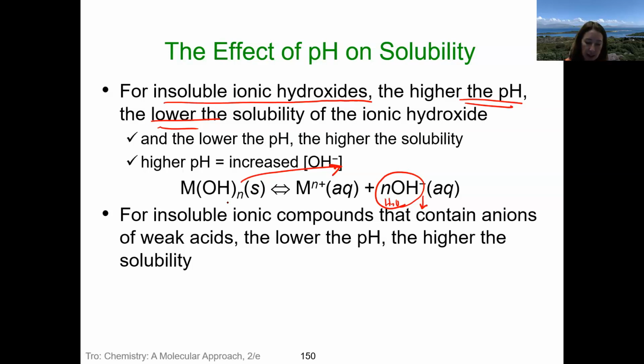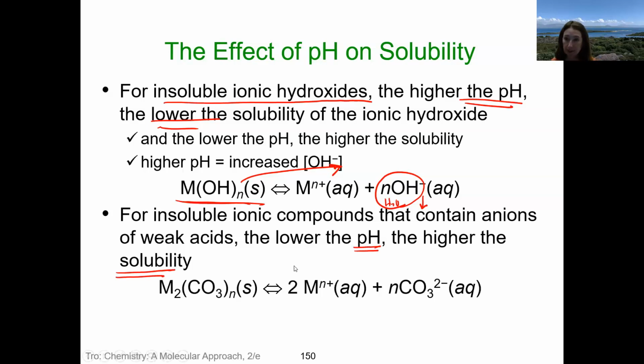So if you have an insoluble ionic compound, if you lower the pH, you increase the solubility. So let's do carbonate, right? So here is our insoluble carbonate. And so when we add an acid, the acid is going to react with this base. And when that happens, this is going to decrease, which will make it shift this way, which again means it'll increase the solubility, meaning more of this will become ions.